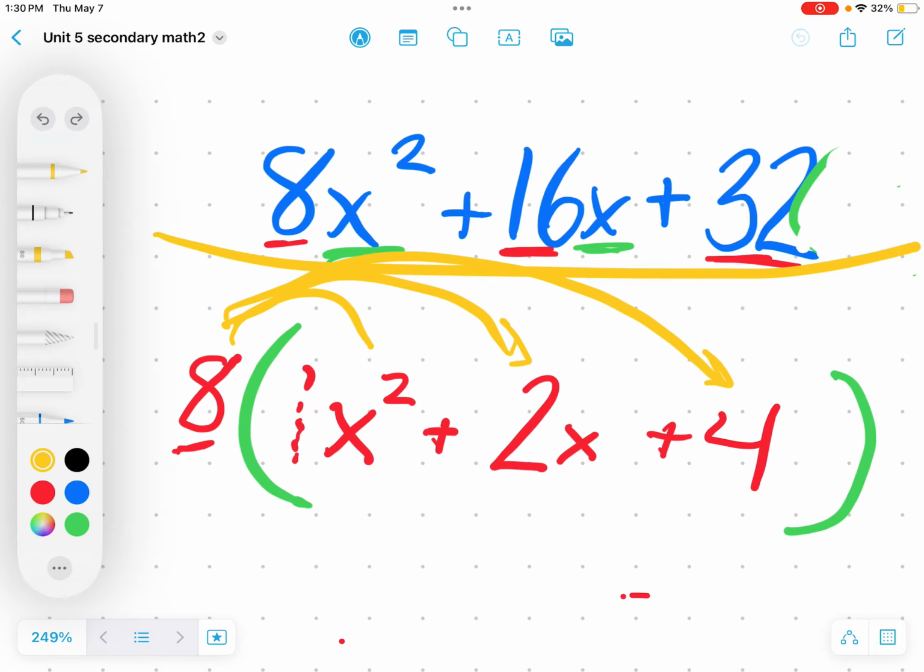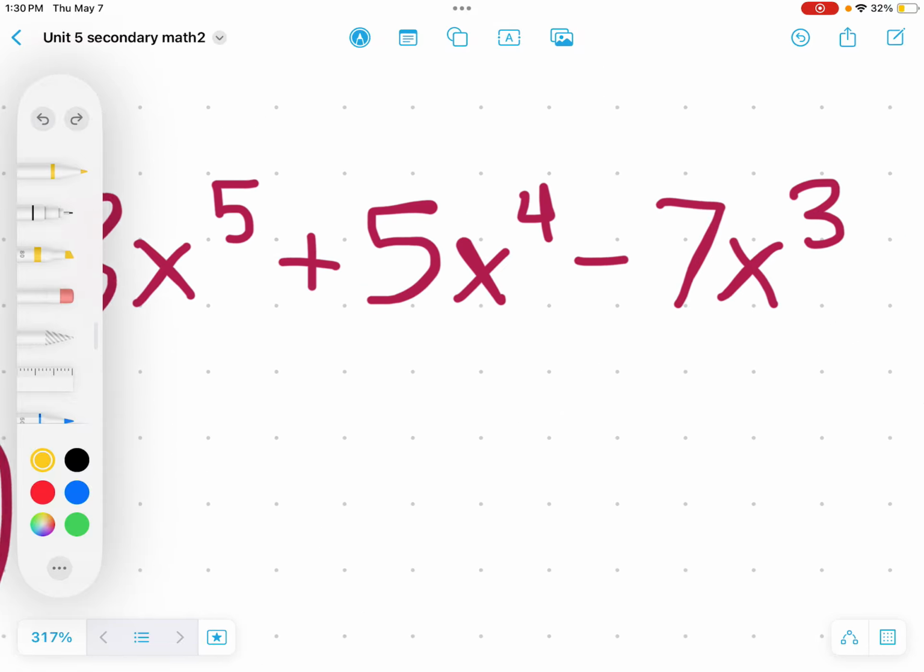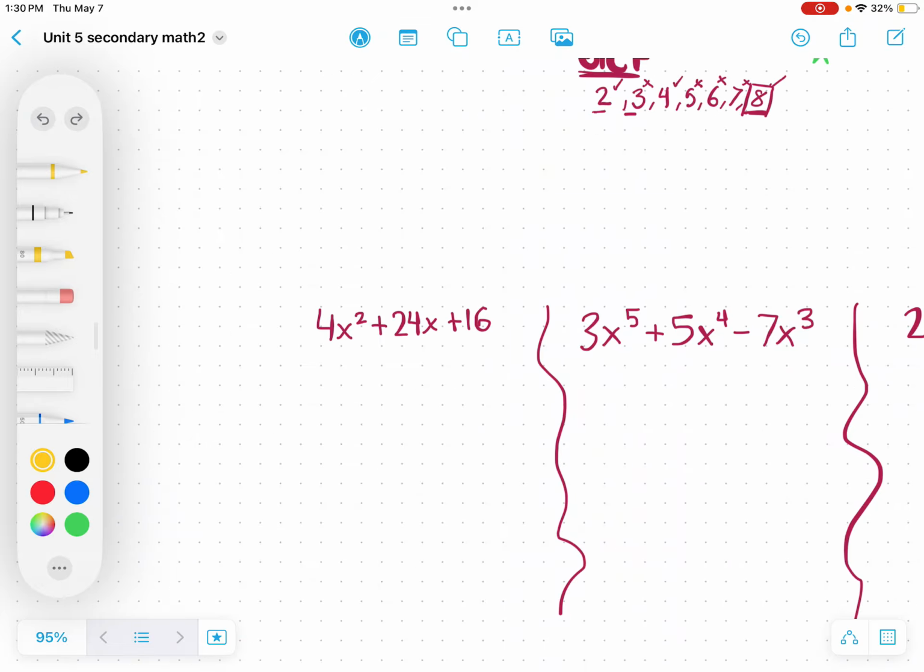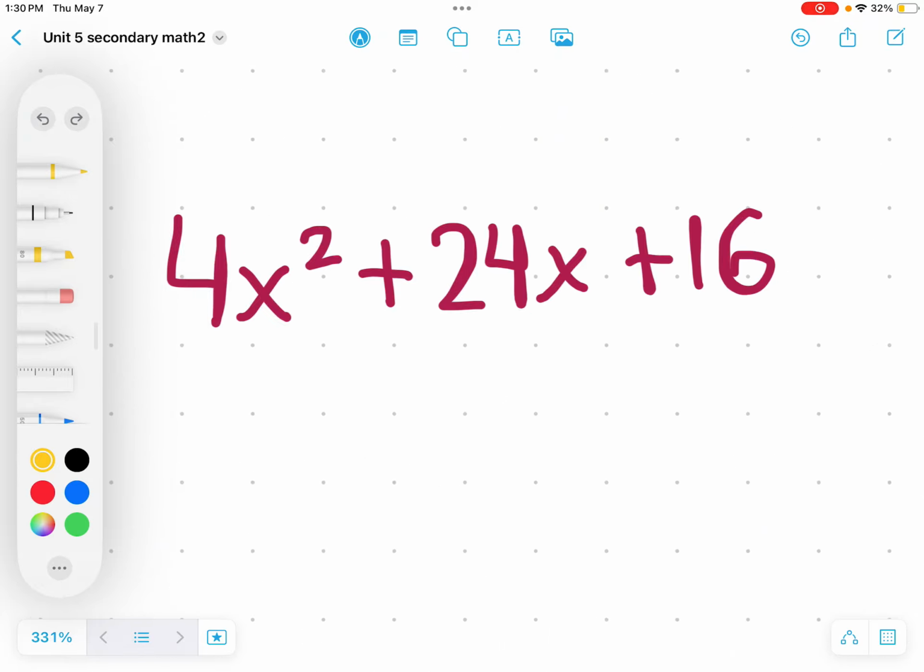Okay? So, let's do an example. What do you do if there's an x here? I'll show you. So what if we have, let's do this one first.